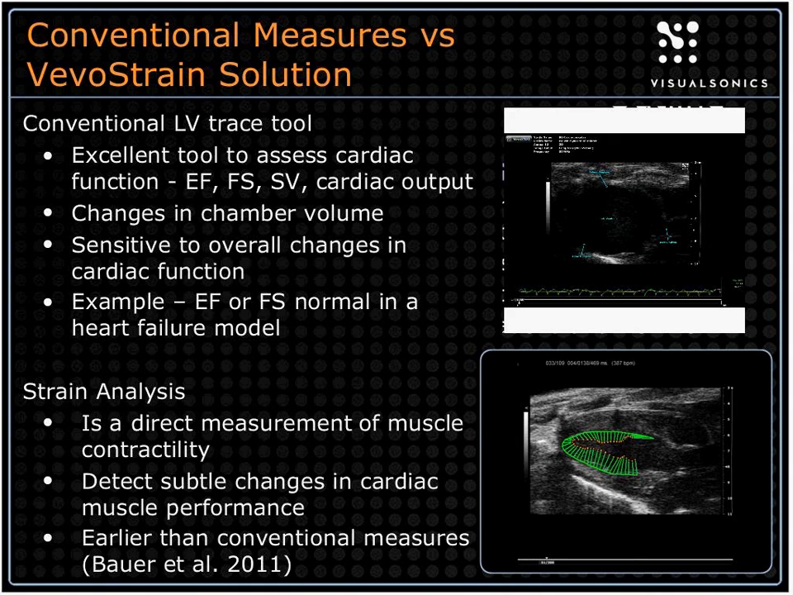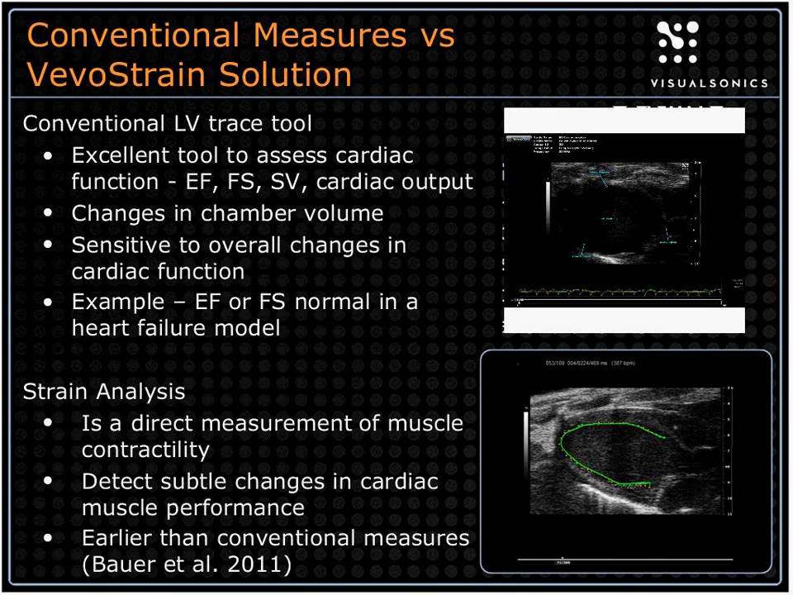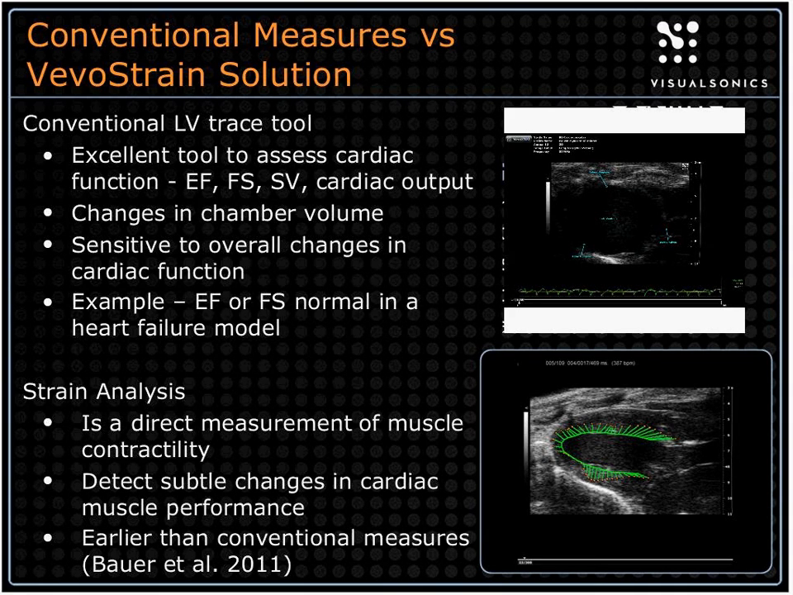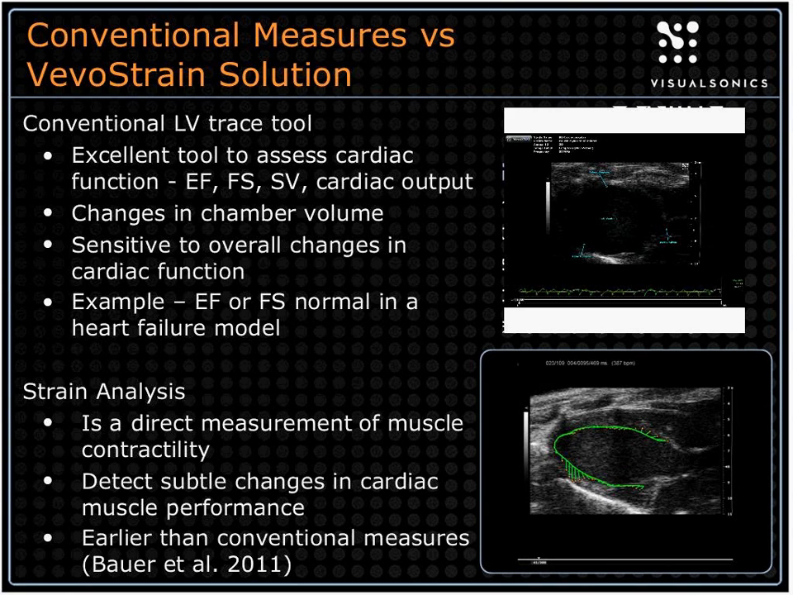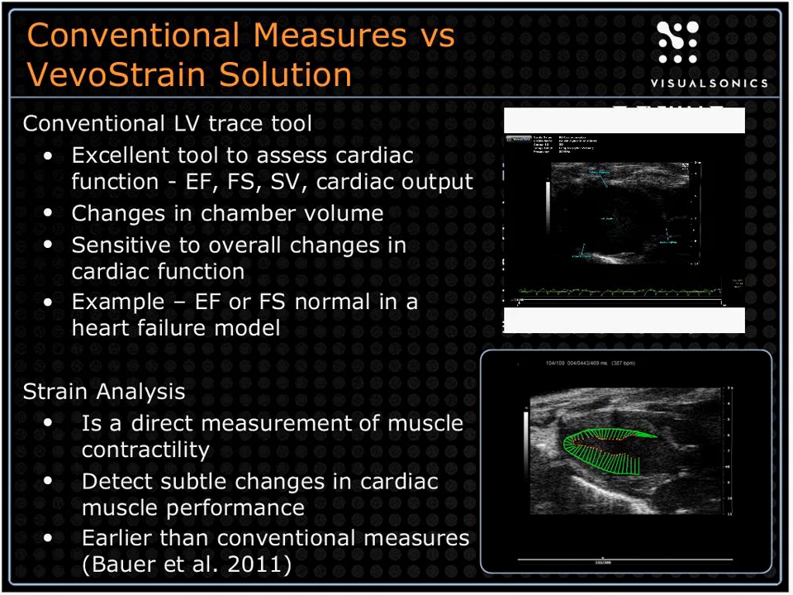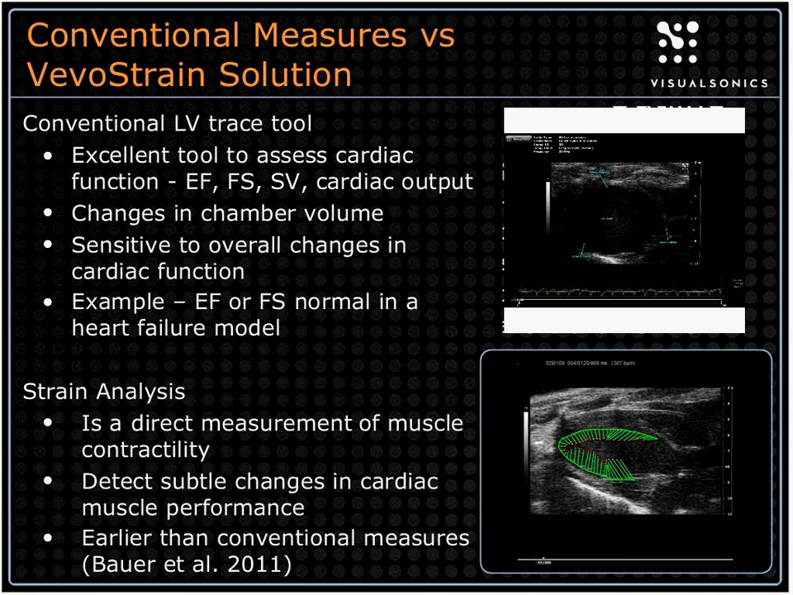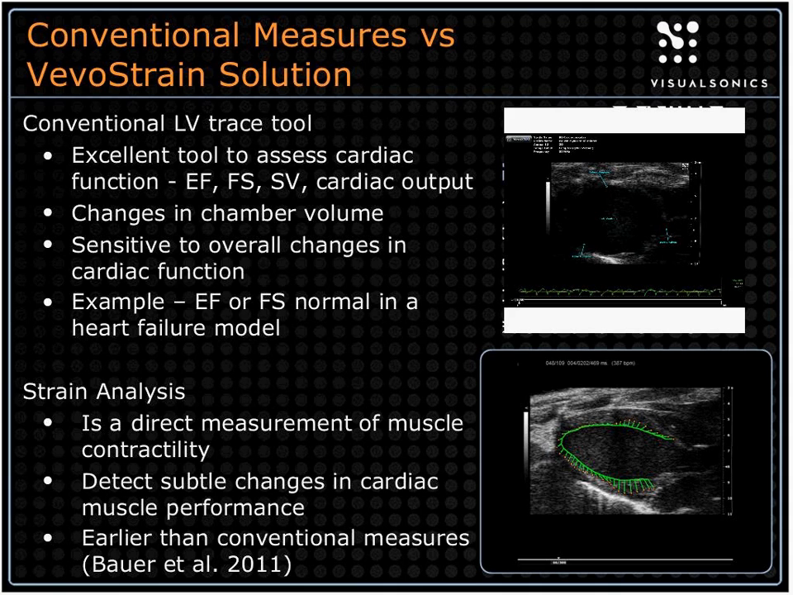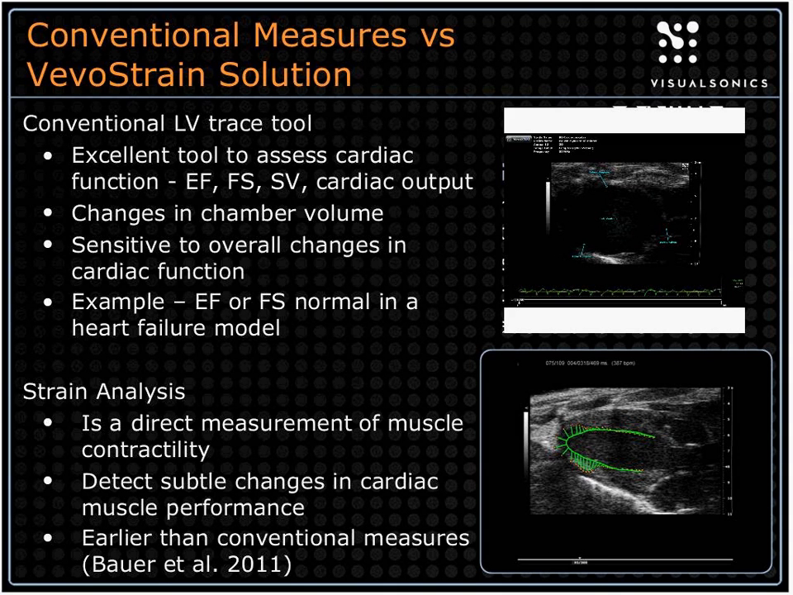Okay, so to get started, I'll discuss the conventional measures versus the VevoStrain solution. As most of you are probably aware, there's the conventional LV trace tool that is available. This is an excellent tool when you're assessing cardiac function, such as ejection fraction, fractional shortening, stroke volume, and cardiac output. What this tool does is look at the changes in chamber volume, and this is sensitive to the overall changes in cardiac function.